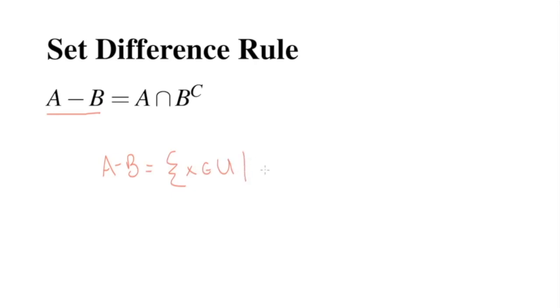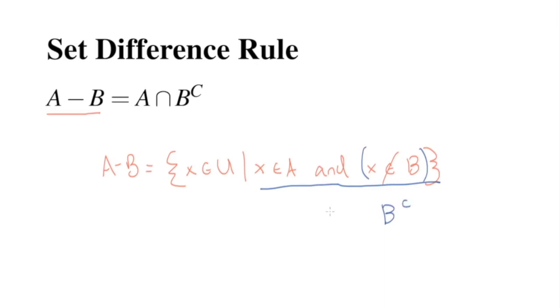So A minus B is just the set of things in the universe, the set of things X, such that X is in A, and X is not in B. Now, we know how to rewrite this term. So X is not in B, well, that's just the same as saying B's complement. And then this "and" here, we know we can rewrite as the intersection. So A minus B is really just redefined as the intersection of A and B's complement.